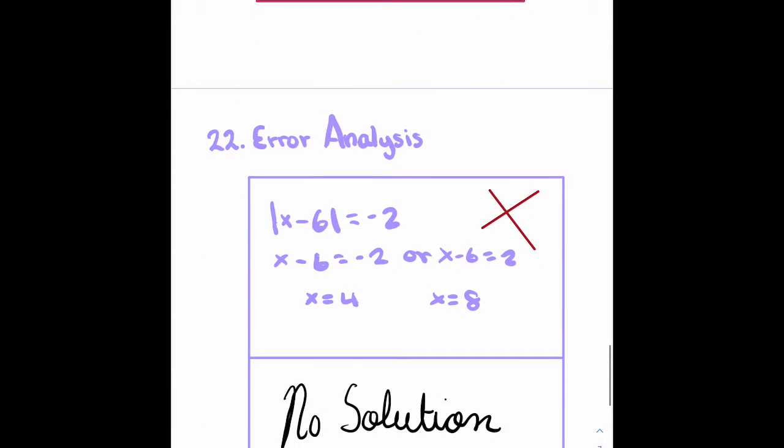Error analysis. Number 22. The absolute value of x minus 6 equals negative 2. x minus 6 equals negative 2, or x minus 6 equals 2. x equals 4, x equals 8. This is wrong. Like we said, the absolute value of something cannot be a negative, which means there's no solution.